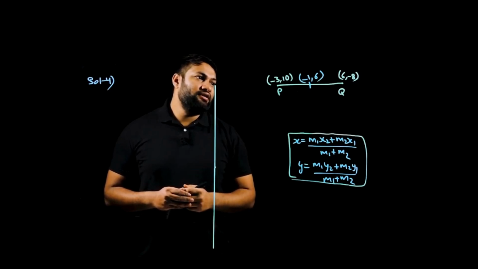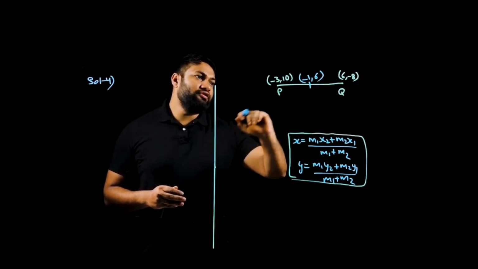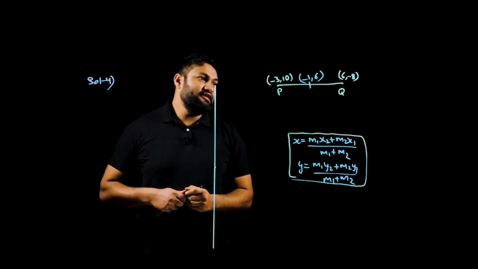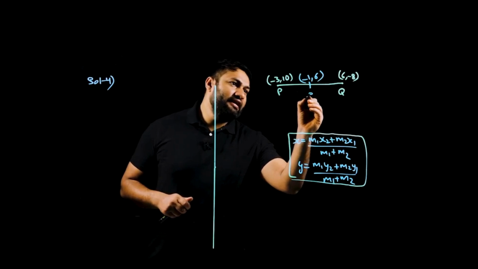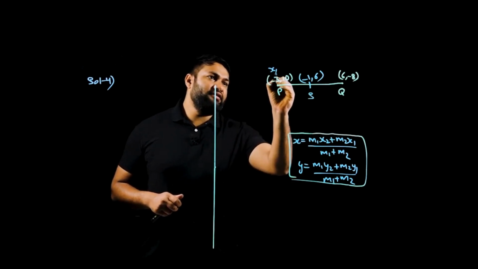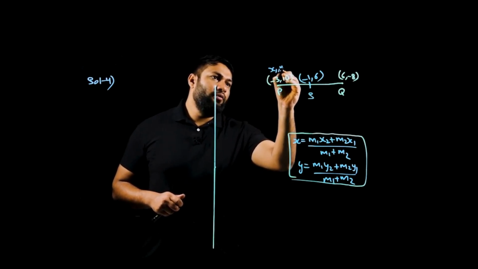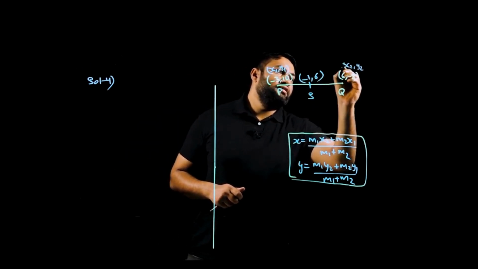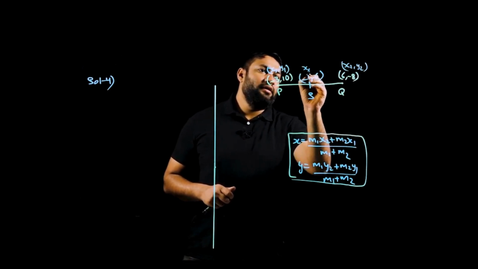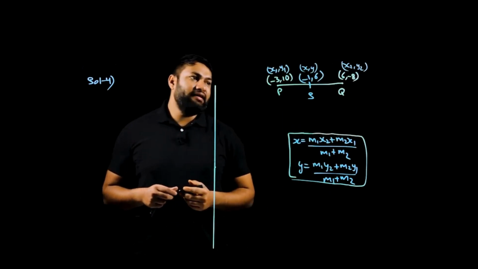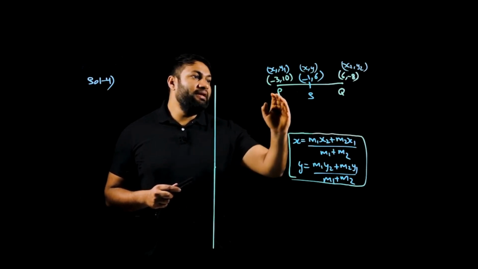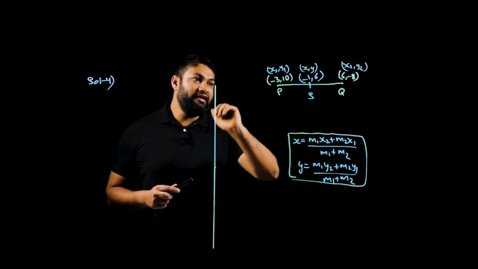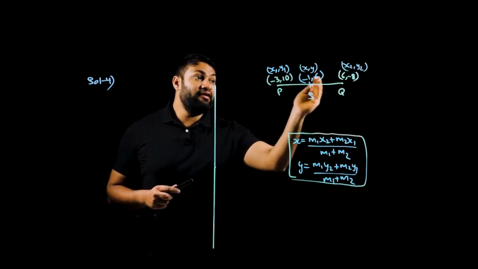There is a point in between P and Q somewhere, and its coordinates are (-1, 6). Let us name this as S, okay? And we mark these as x1, y1, x2, y2, and this has to be x and y. Now we need to find in what ratio PQ is divided by the point S.